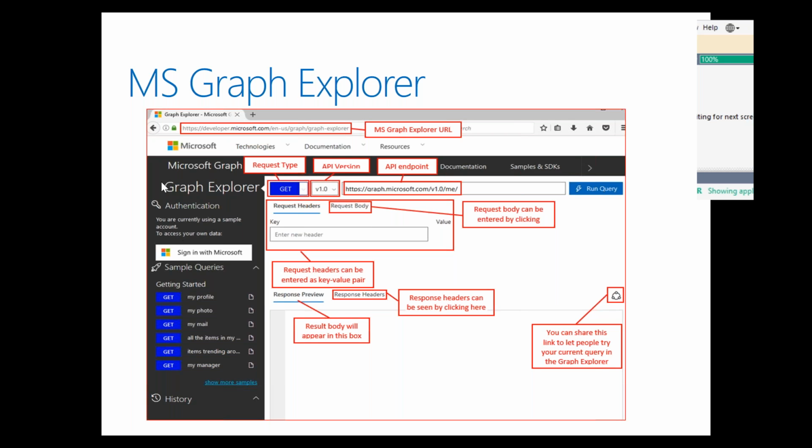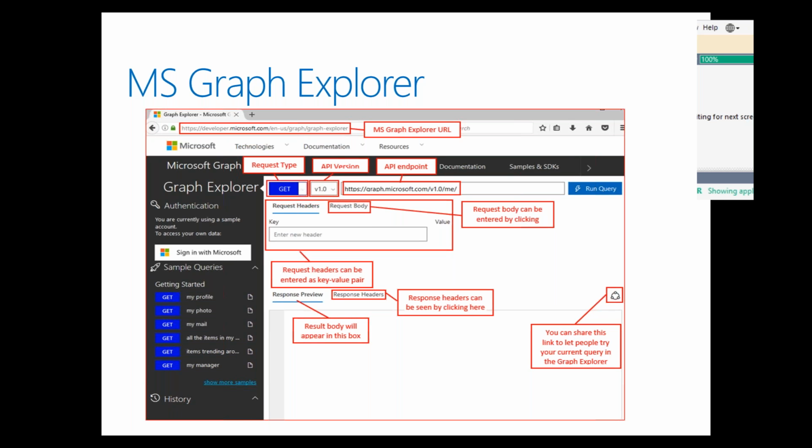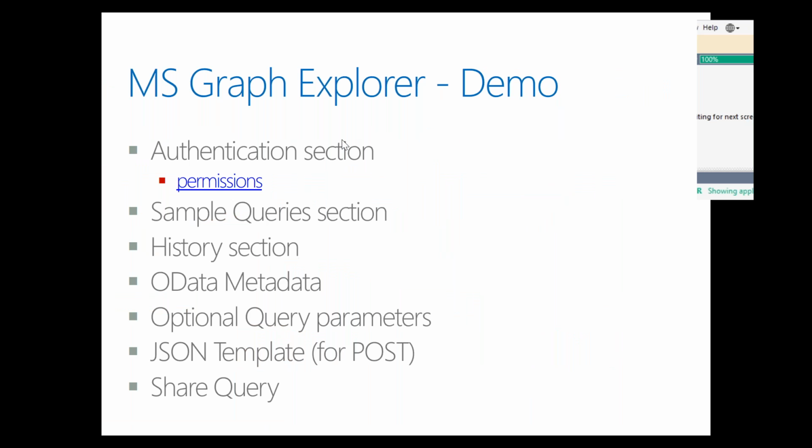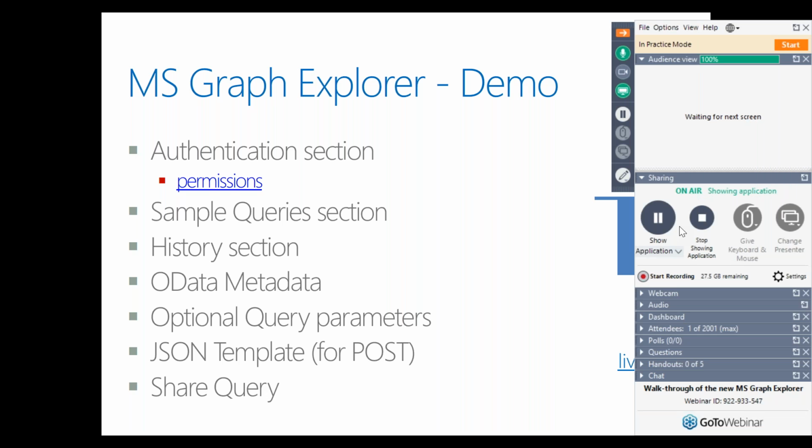On the left side, you see there are three sections. There is an authentication section, and it mentions that you are logged in using the sample account. You can log in with your own account using the sign in button. There is a sample query section and there is a history section. We'll see in the actual Graph Explorer. I have written down these points so that I'll cover them all. And let me now show you the Microsoft Graph Explorer.